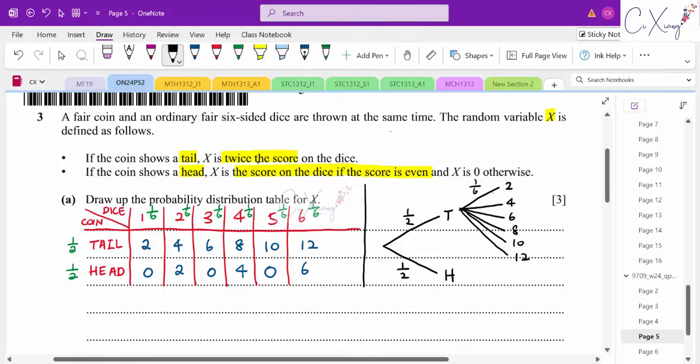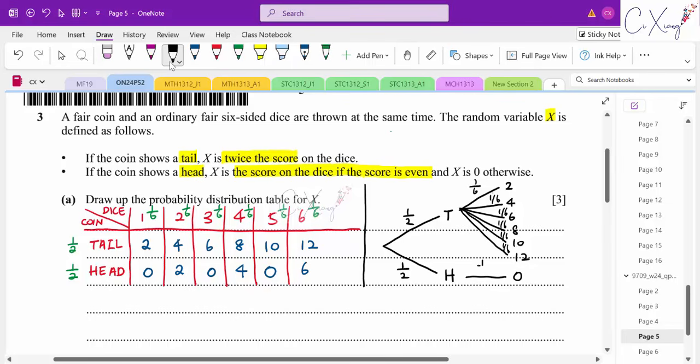Then you have to list out all the probability here: 1 over 6, 1 over 6, 1 over 6. So you can see that all the scores here, I have multiplied them with 2, because they already said twice the score, right? Okay. Then after that, if you get a tail, then you have 0 for an odd number and also the score on the dice if it is even. So I assume that I have an odd number, so 0.